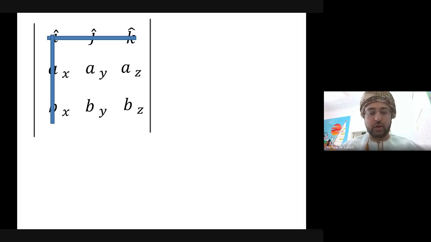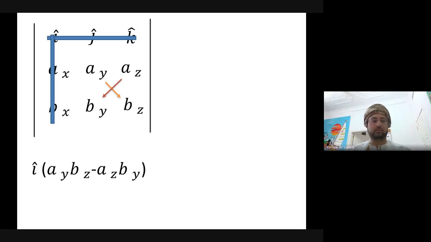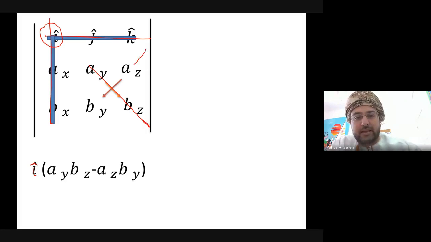You go X. First you do it this way: AY BZ minus AZ BY. Write that down before I go to the next slide. So, to repeat, to find the I component, I cross out this and everything with I. So my I component is AY BZ minus AZ BY. Okay. What about my J component?